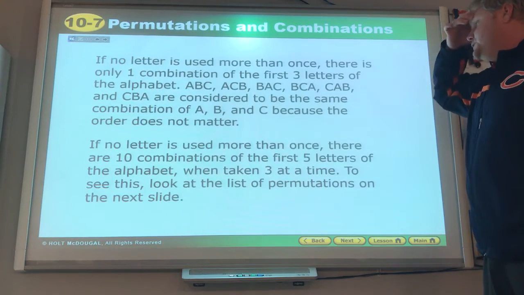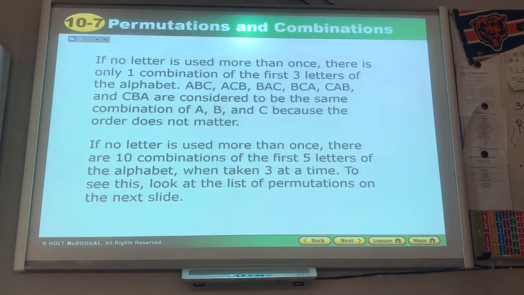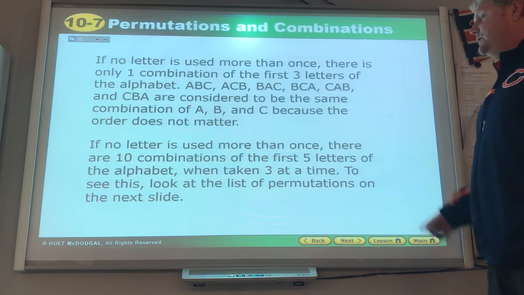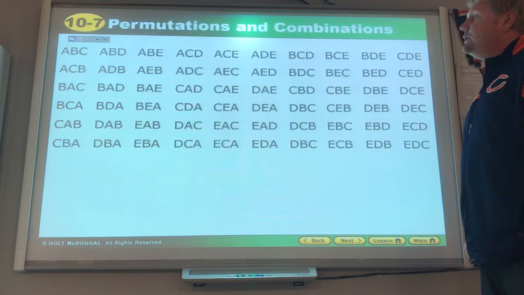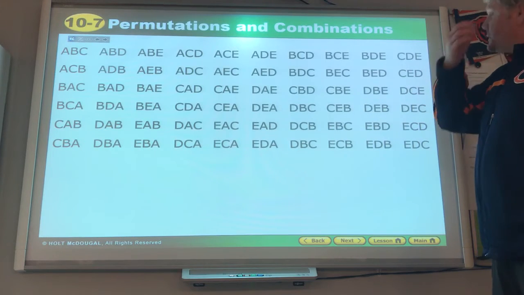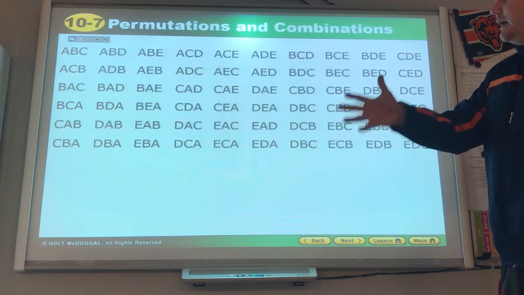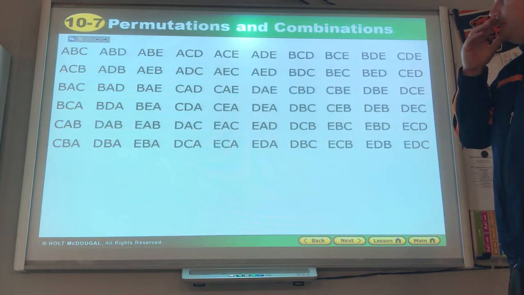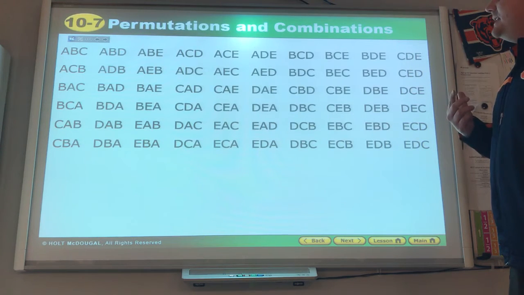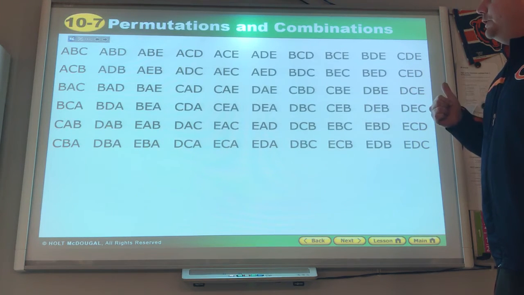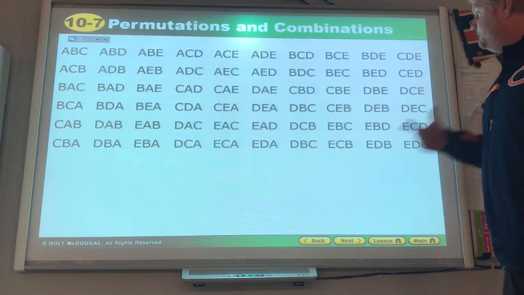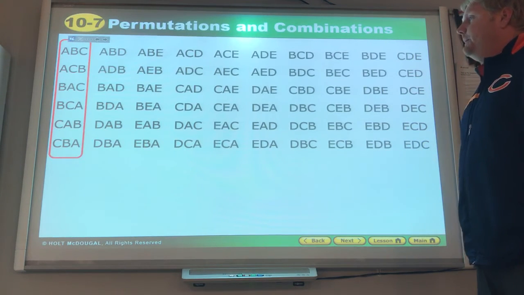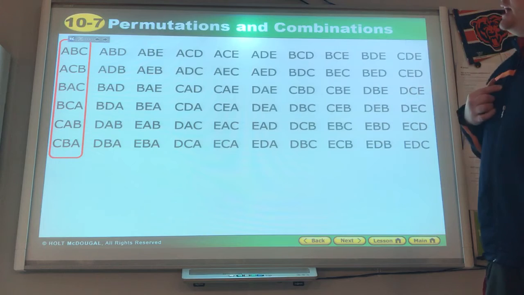If no letter is to be used more than once, there are 10 combinations of the first 5 letters of the alphabet when taken 3 at a time. To see this, let's look at the list of permutations on the next slide. So they wrote them all out. This is when there's 5 letters and we can put them into 3 different spots. When we look at it, anytime there's A, B, and C, no matter what the order, that's all the same one. So here, watch what they do. Oh, those all have A, B, and C.